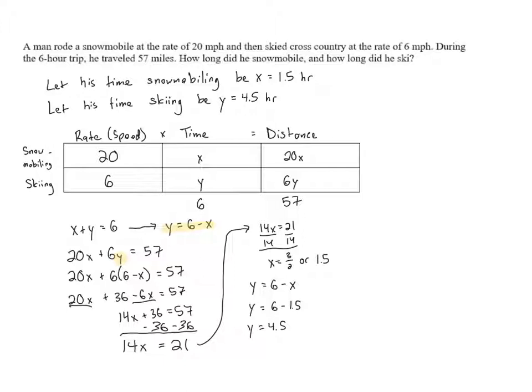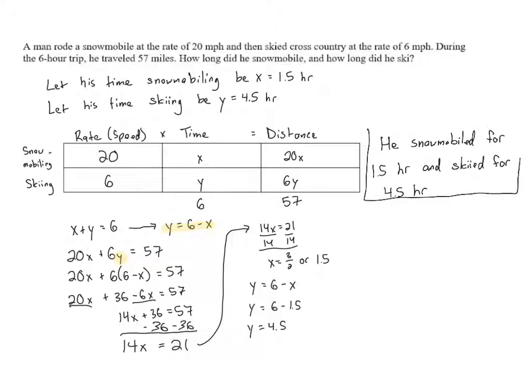Now we're ready to state the conclusion. They asked how long did he snowmobile and how long did he ski. He snowmobiled for 1.5 hours and skied for 4.5 hours. And that is our final answer.